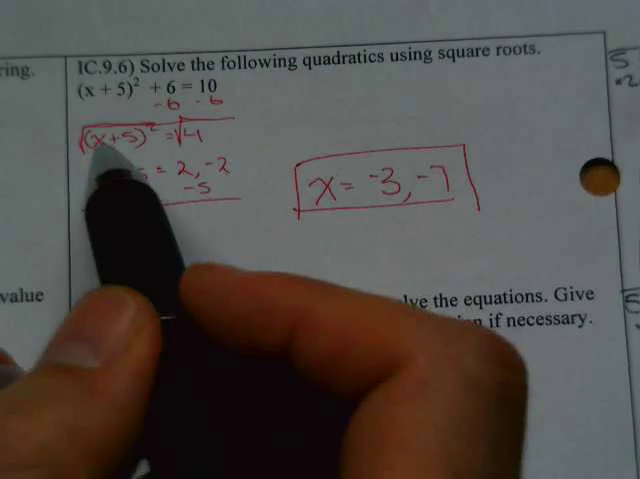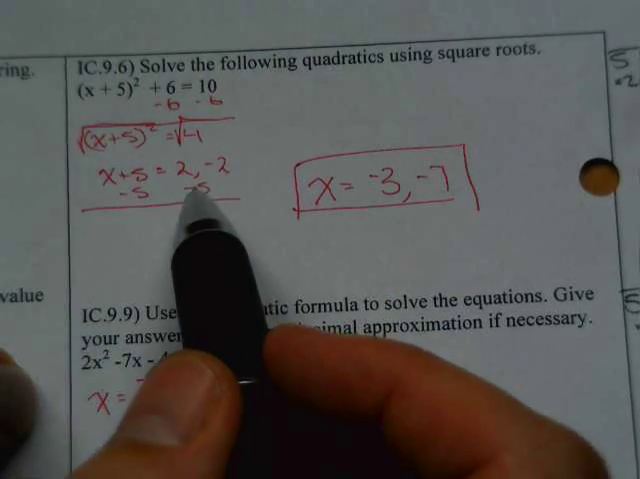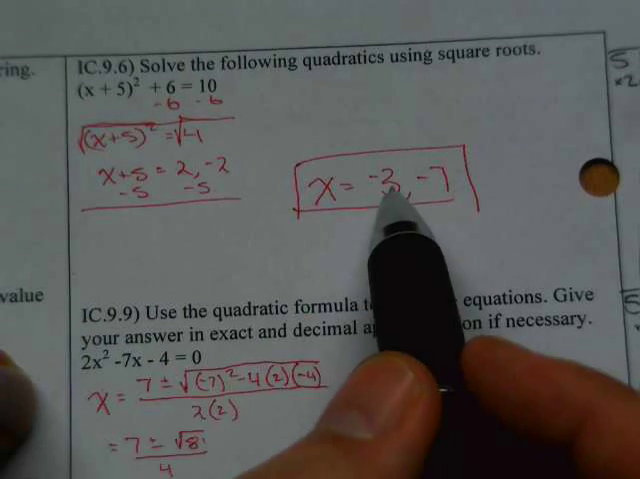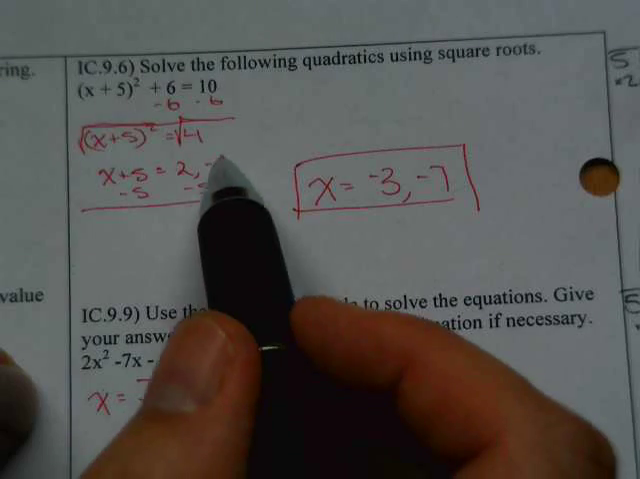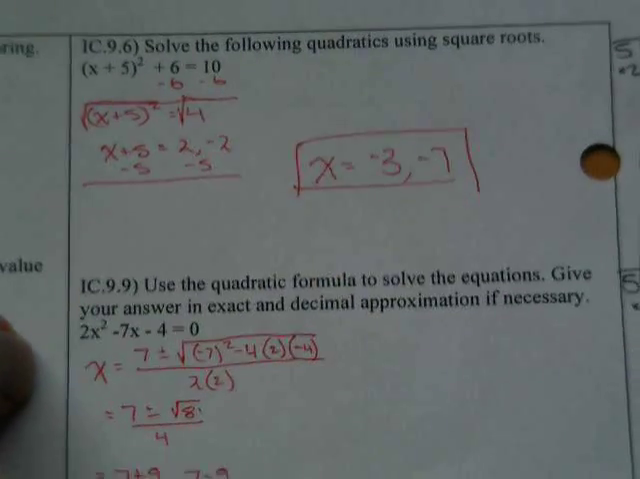And then to solve for x, I'm going to subtract 5 from both sides. 2 minus 5 gives me -3. But then also, which is something a lot of you forgot, -2 minus 5 is -7.